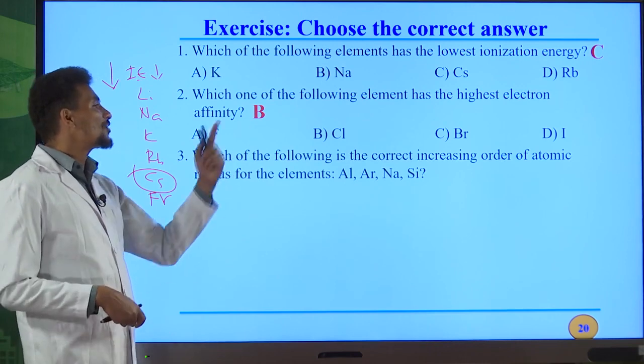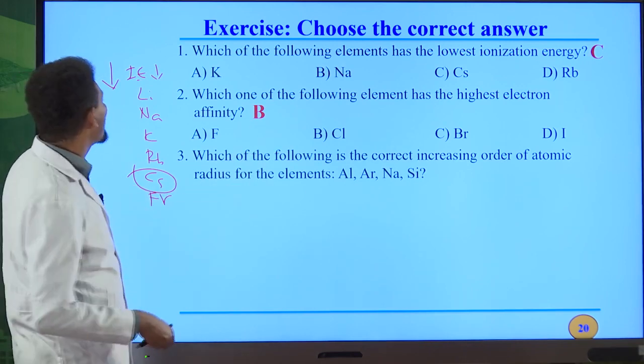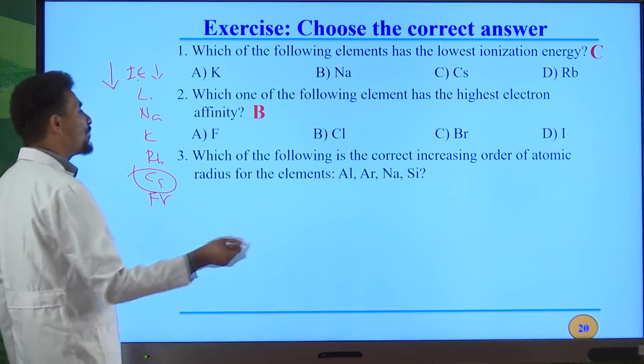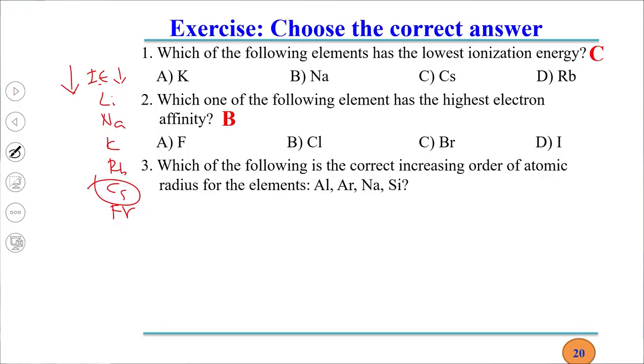Question number 3. Which of the following is the correct increasing order of atomic radius for the elements? These elements are on the same period. So, for example, sodium, then magnesium, okay? Next to sodium, magnesium. Magnesium is a second group element, 2A group element. Then aluminum, then silicon, then phosphorus, argon, okay? So this question says, which of the following is the correct increasing order of atomic radius?